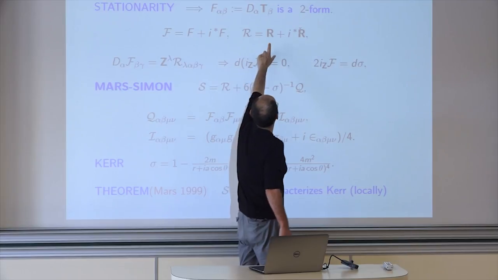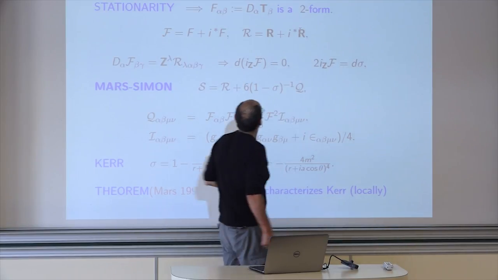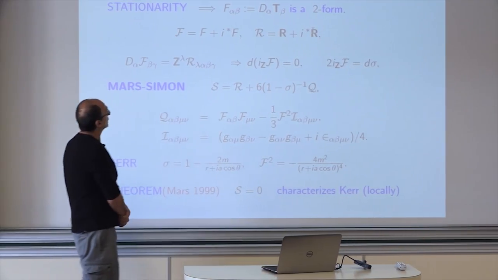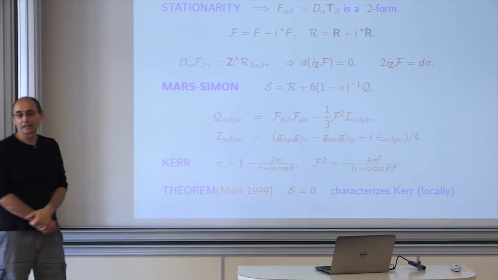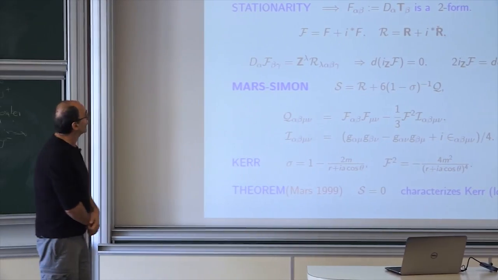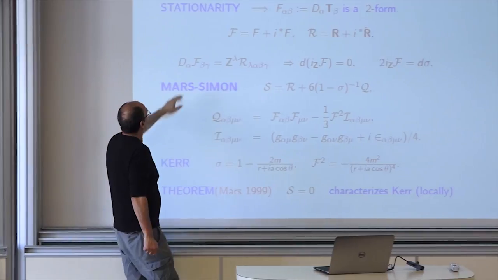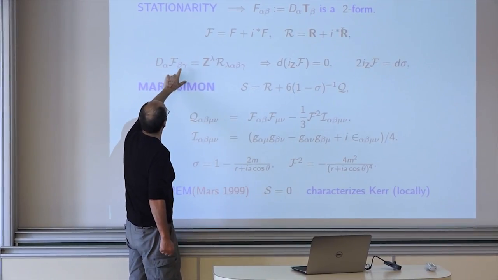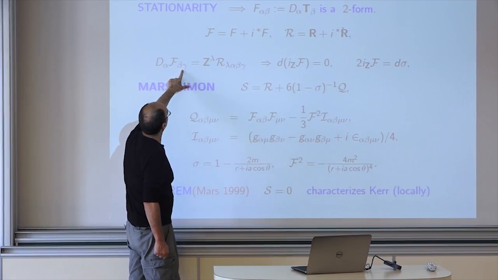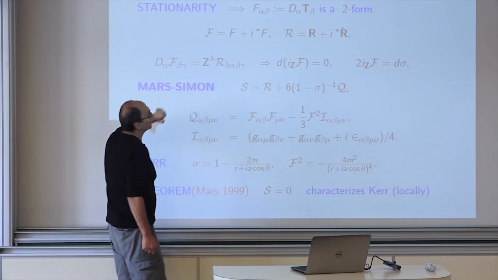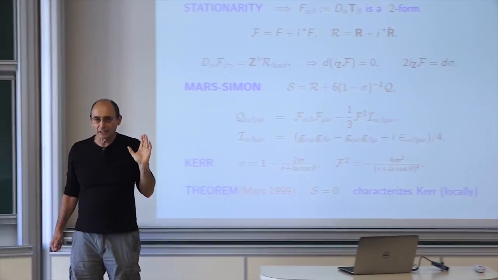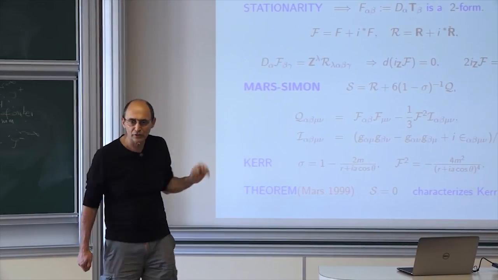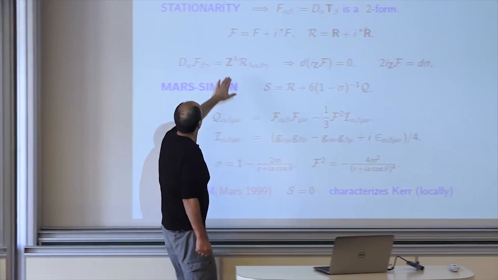I take R to be R plus i times the dual of R. Okay, so I get a complexified curvature and complexified F. The remarkable thing about F is that d alpha of F beta gamma delta verifies a simple equation, which, again, is a consequence of the fact that T is stationary. So it follows relatively easily that you get this equation.